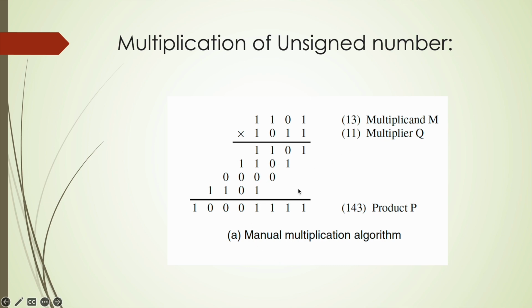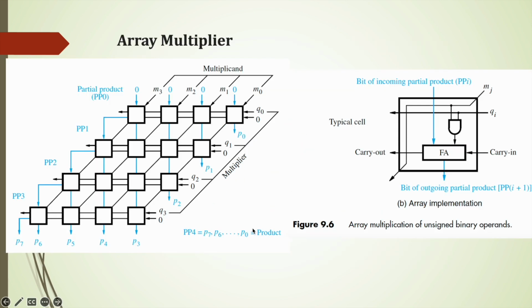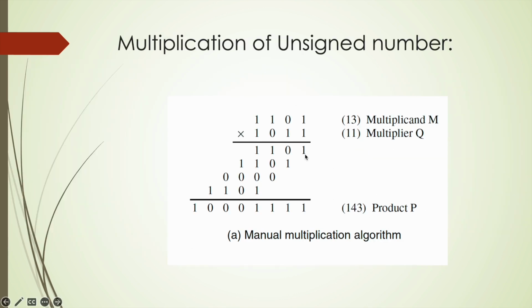For the multiplication of two unsigned numbers, the same logic is implemented in an array multiplier. Here we have the multiplicand in 4-bit register M0, M1, M2 and M3, and we have the multiplier in a register represented as Q0, Q1, Q2 and Q3. The same logic that we discussed earlier is also used in the array multiplier. These 3 bits can be added through one full adder.